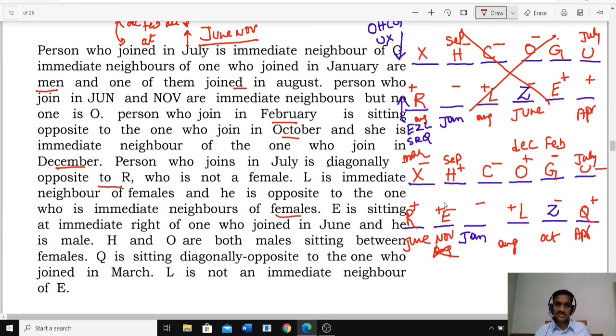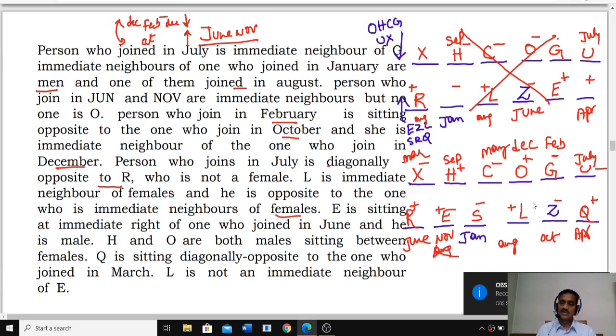Then tell me who is the person left or middle. In this way, S is the person. June, November, Jan, August, October, April, July, Feb, December, September, March. Then what else is left over here? One more month, May is left over. Then this C joined in the month of May. And the genders were given. Clear now? Two parameters and different genders were given.